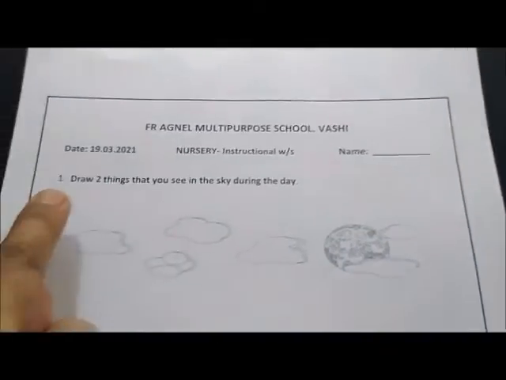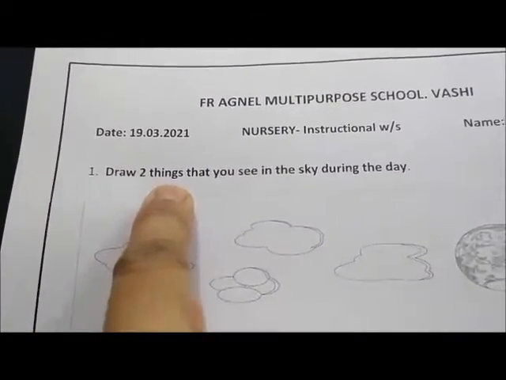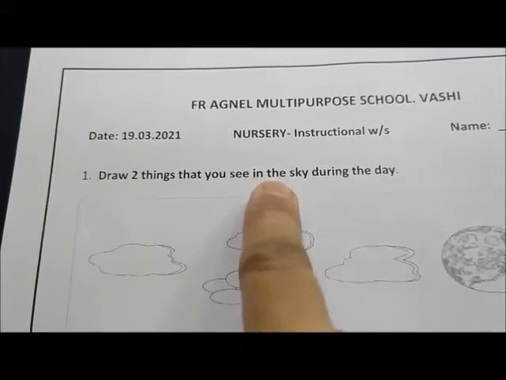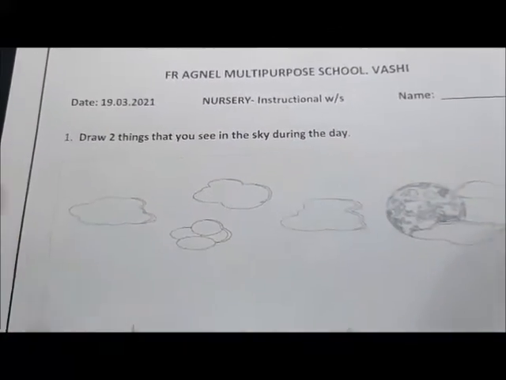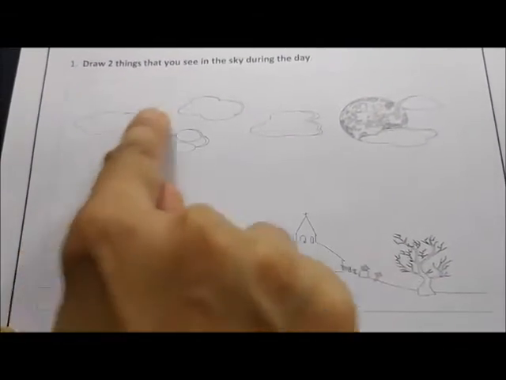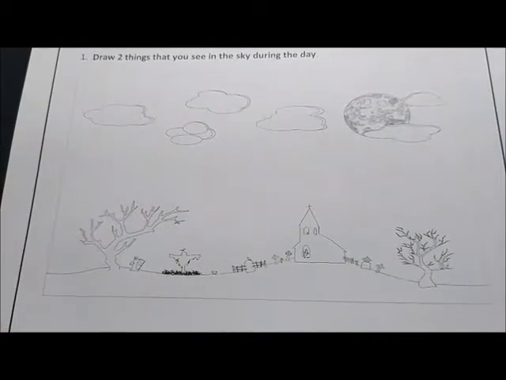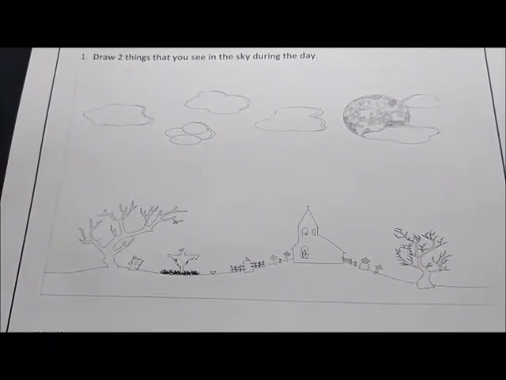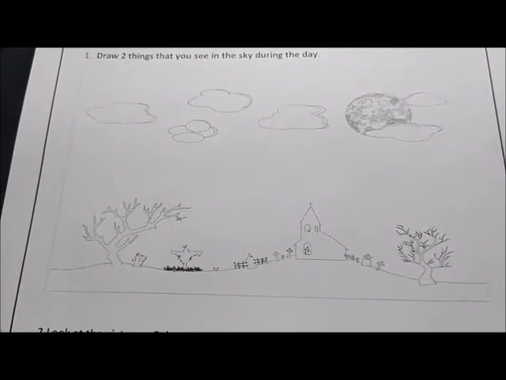Let's begin with the first question. Draw two things that you see in the sky during the day. So look, children, teacher has drawn a picture for you. You can see the sky. So we are going to draw two things that we see during the day in the sky. So think, children. What can we see during the day?